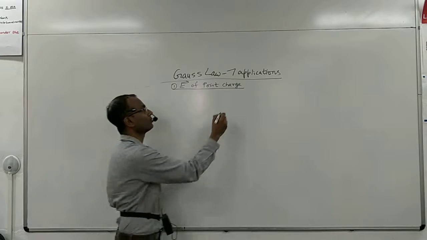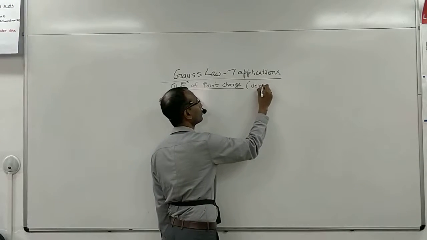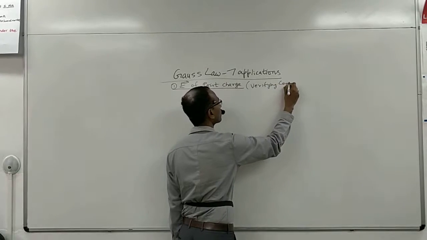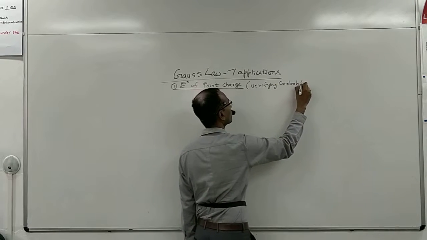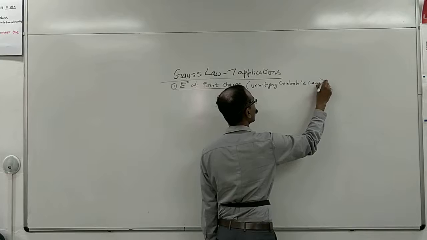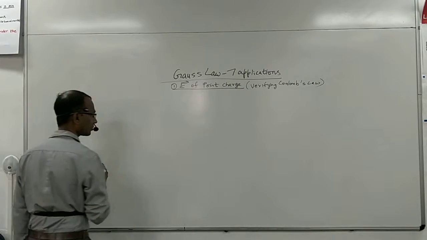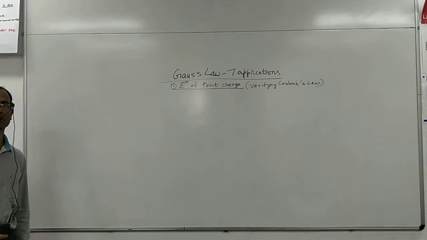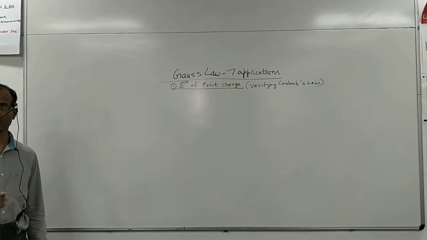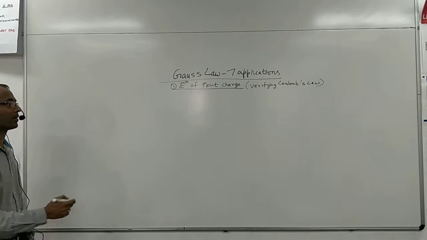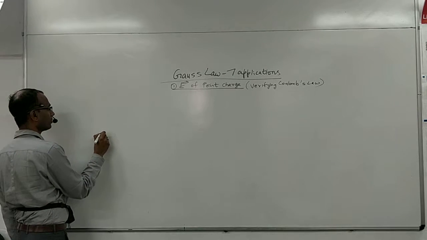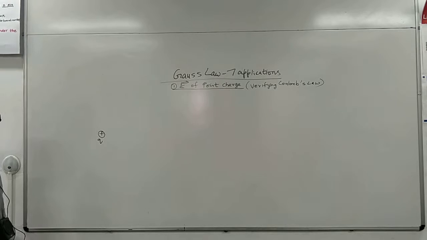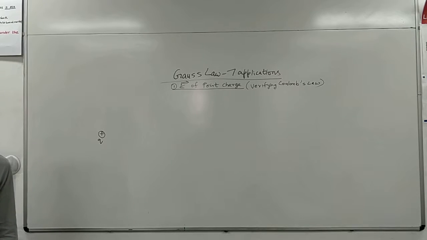Which is also, we end up verifying Coulomb's law. So, yeah, the first application is finding the electric field. I told you, right, we use Gauss's law to find the electric field at a point. So if you want to find the electric field at a point due to a point charge, let us say this is a point charge. The steps are the same for every case.